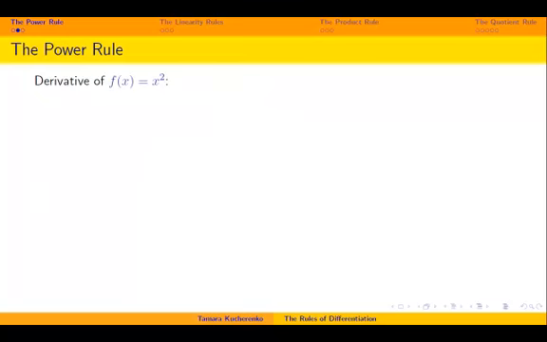The next function on our list is x squared. We cannot guess the slope of the tangent line from the graph of x squared anymore. The slope is changing depending on the point on the parabola. To compute the derivative of x squared, we evaluate the limit as h approaches 0 of the difference quotient x plus h squared minus x squared divided by h.